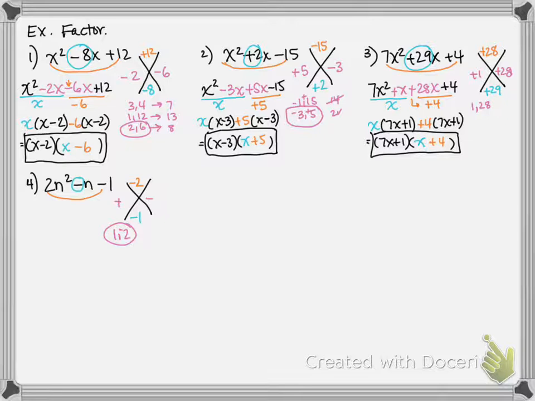So let's split the middle term. 2n squared, and then, again, I'm going to try to put the negative in the second spot, -2n, and the positive in the third spot. That cuts down on that particular sign issue. So we're going to go ahead and factor by grouping.